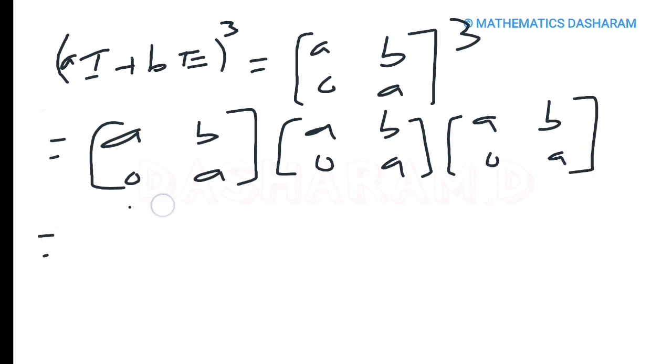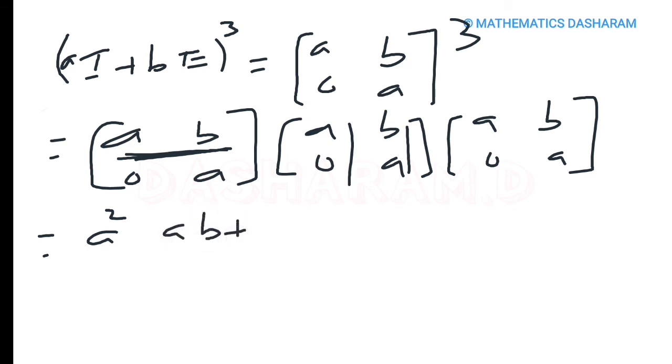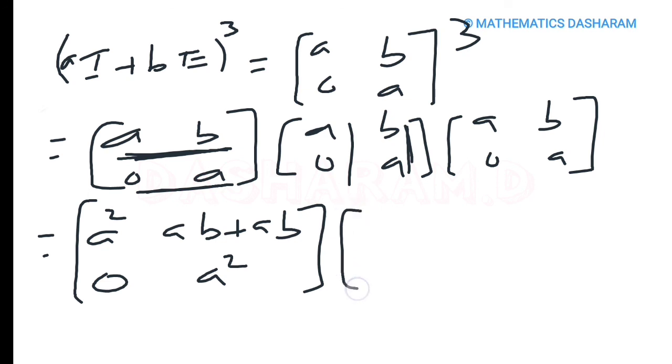First complete the product of the first two matrices. First row, first column: A into A is A square, B into 0 is 0. Next first row, second column: A into B is AB plus AB. Next second row, first column: 0 into A is 0 and A into 0 is 0, so total 0. Next second row, second column: 0 into B is 0 and A into A is A square. So the first two matrices product is completed.